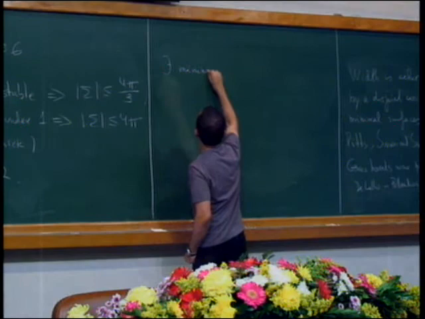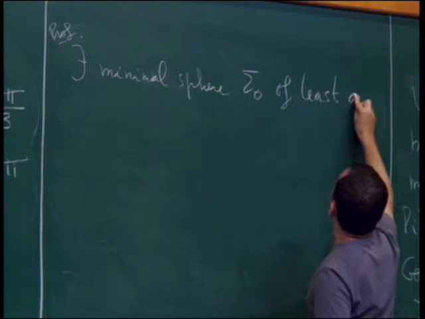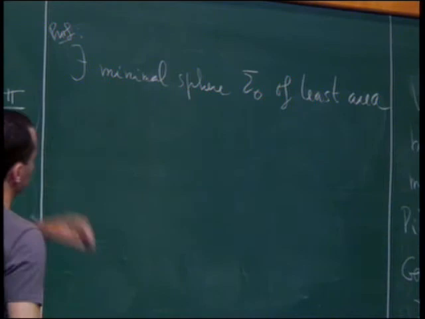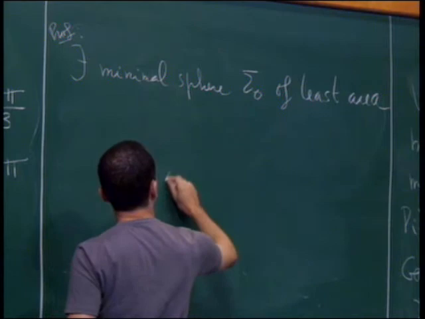sigma naught. So I'm just talking a little bit about the proof. There's a minimal sphere of least area. This follows by some compactness theorems of Michael Anderson and Brian White. Okay, so you look at this minimal sphere of least area, right? Let me draw a picture here. Let's say this is sigma naught.